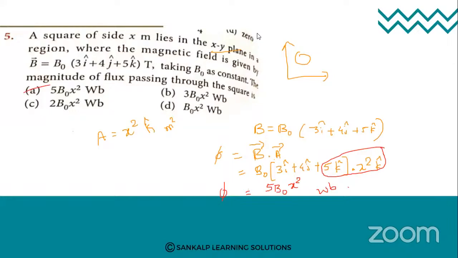If any doubt is there here, please ask. So in dot product, only same terms: i dot i, j dot j, k dot k, you can multiply only these, because the remaining values will be 0. So it is 5 B naught x square.